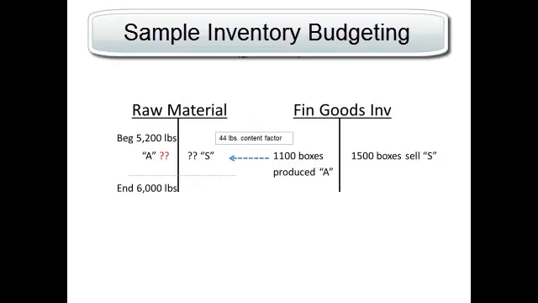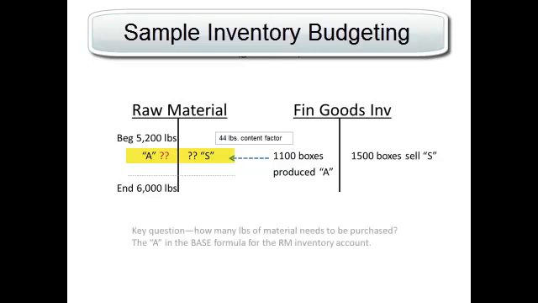We're also given that we have beginning raw material inventory of 5,200 pounds and a desired ending inventory of 6,000 pounds. So we're missing the amount of pounds we're going to use to support our finished goods production and the amount of purchased raw materials, which is the requested data in this exercise. Key question, how many pounds of materials need to be purchased? The A in the base formula for the raw material account.